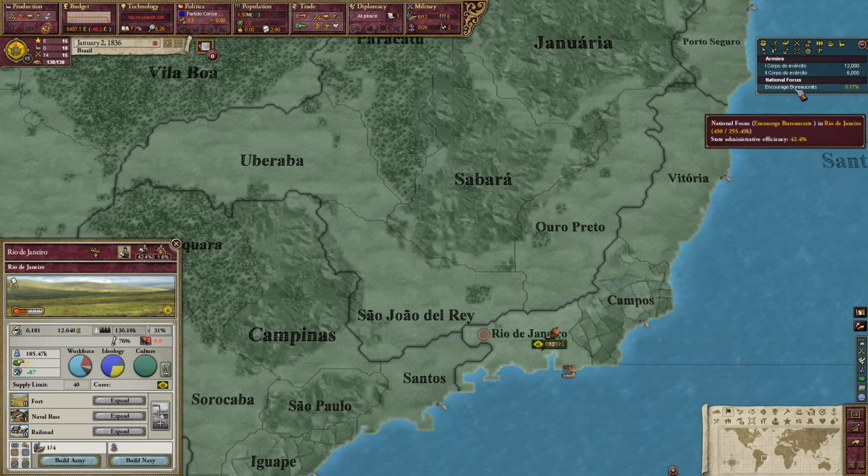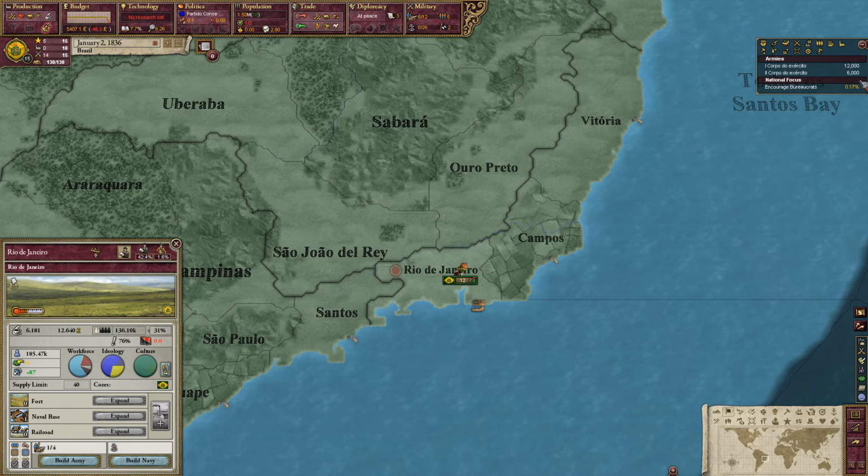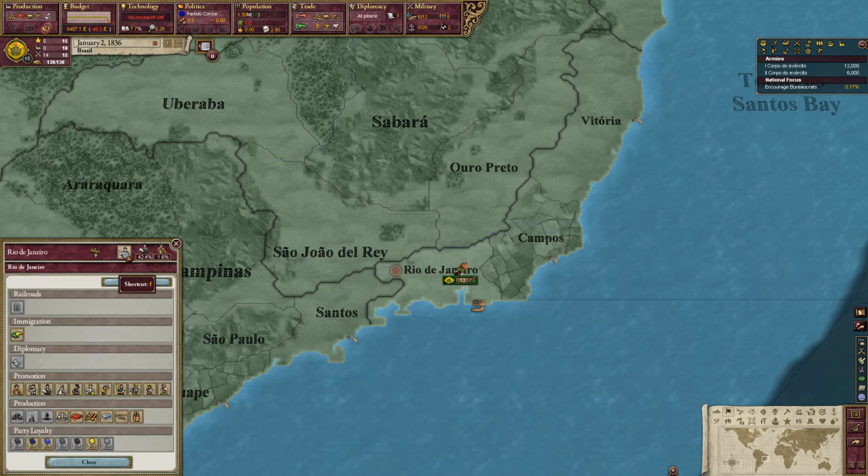You want your state administrative efficiency to be 100%. And bureaucrats can only be of your primary culture. And when you have a high enough percentage of bureaucrats to make your efficiency 100%, this will turn red, which is when you should stop.